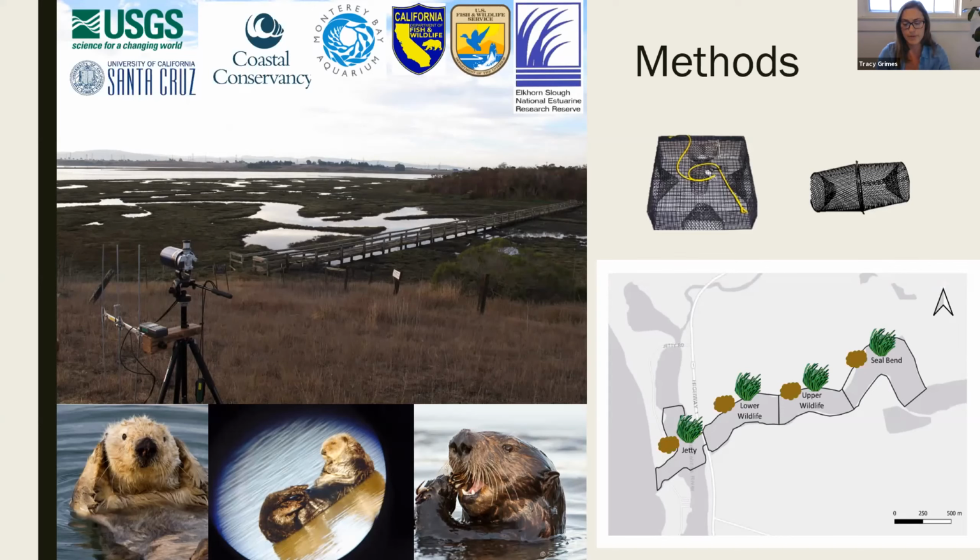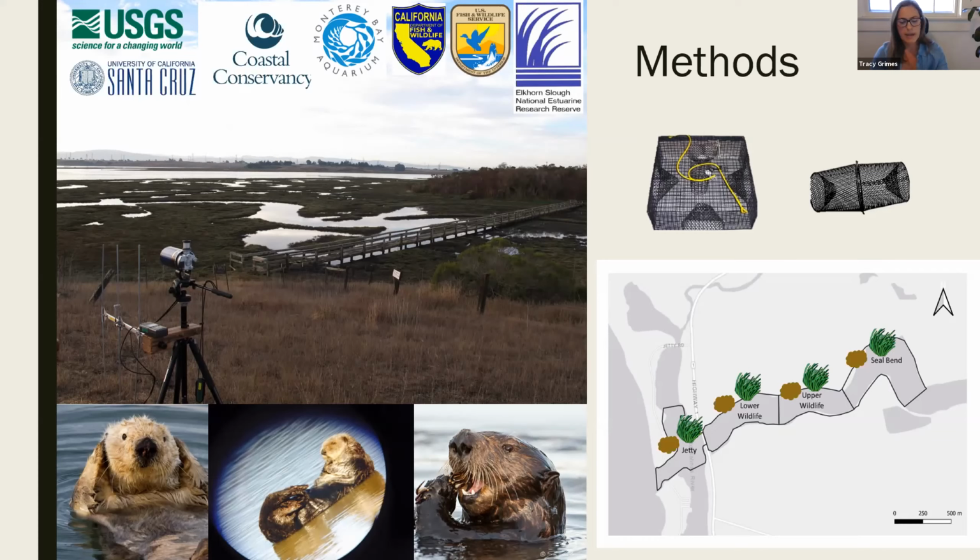To get data for crab, specifically looking at crab abundance and the sizes of crabs, I set traps throughout the estuary where they were known to occur from past research. And I set these traps in seagrass and in mudflat or sandy habitat, just bare unvegetated habitat. Those are the two habitat types that Dungeness crab use that exist in Elkhorn Slough.